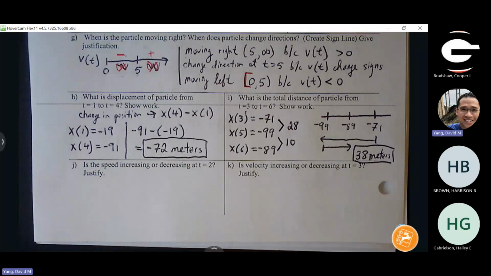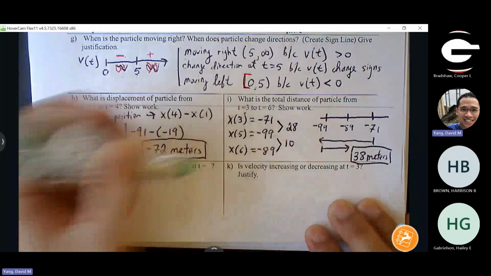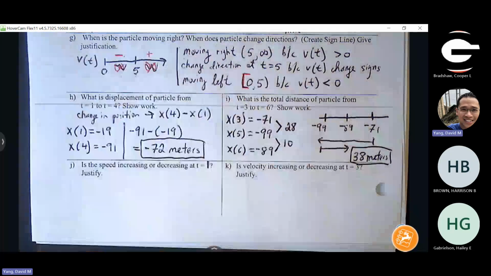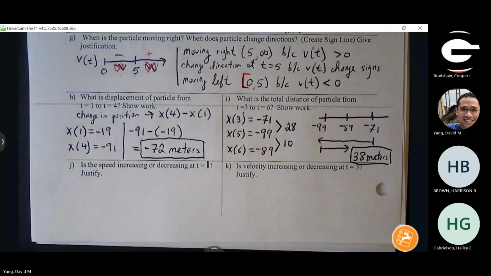Okay, last two here. Is speed increasing or decreasing at t equals? Sorry, I made a mistake here. I meant for it to be t equals 1 because t equals 2 doesn't quite work out. So how do we determine if speed is increasing or decreasing? What do we look at?